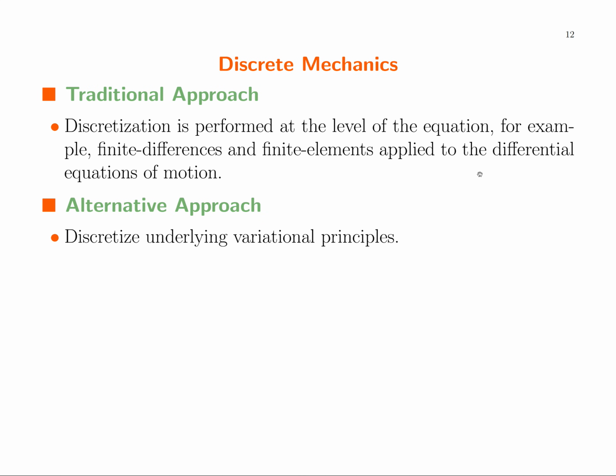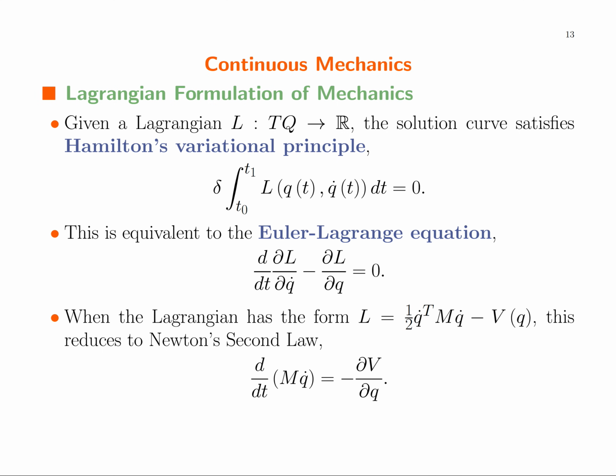All right, so what's the traditional approach to constructing numerical integrators? The traditional approach, of course, is to perform the discretization at the level of the equations of motion. Examples of these include finite difference and finite element methods applied to the differential equations of motion. The alternative approach, which is taken in computational geometric mechanics, is to discretize the underlying variational principles. So you might ask, well, what are these variational principles? I'll briefly review for you what is called the Lagrangian formulation of mechanics.